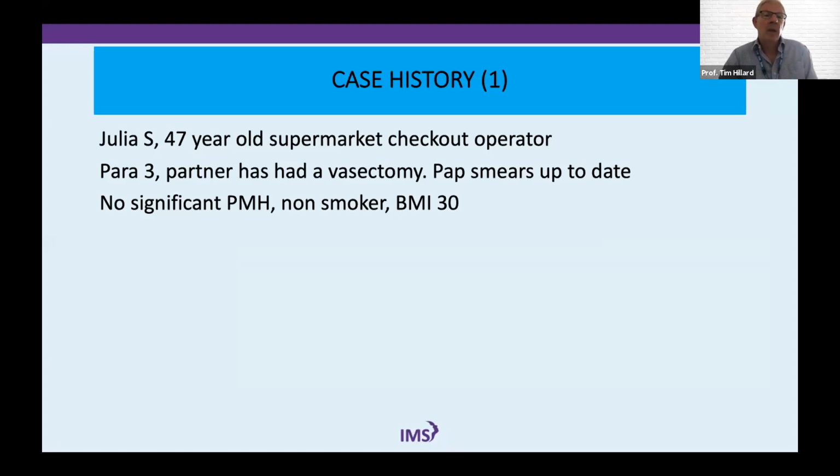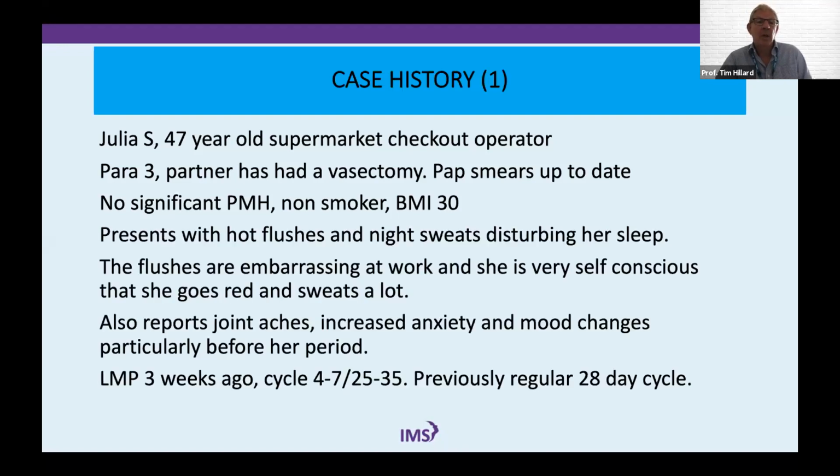This is a 47-year-old lady who works in a supermarket. She's had 3 children, her partner's had a vasectomy, and she's up to date with her smears. She's basically fit and healthy, but she is a little overweight with a BMI of 30. She presents with severe vasomotor symptoms, which are disturbing her sleep. She flushes during the day. She finds it very embarrassing, she gets very hot and sweaty, and feels like she's going red when she's on the checkout counter, and she finds it very, very difficult when she's at work.